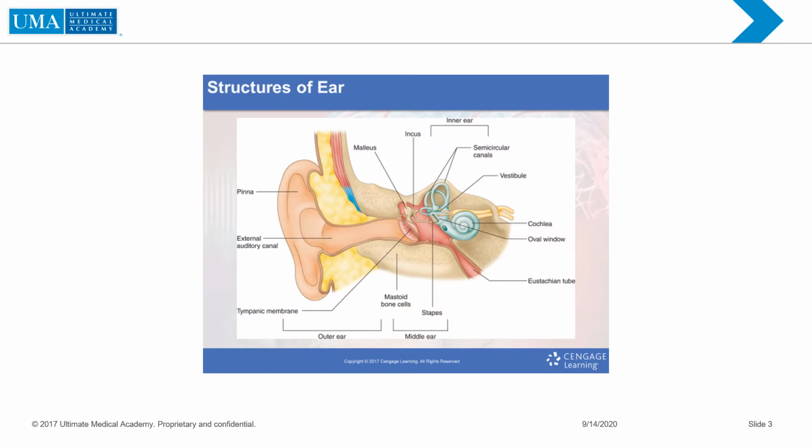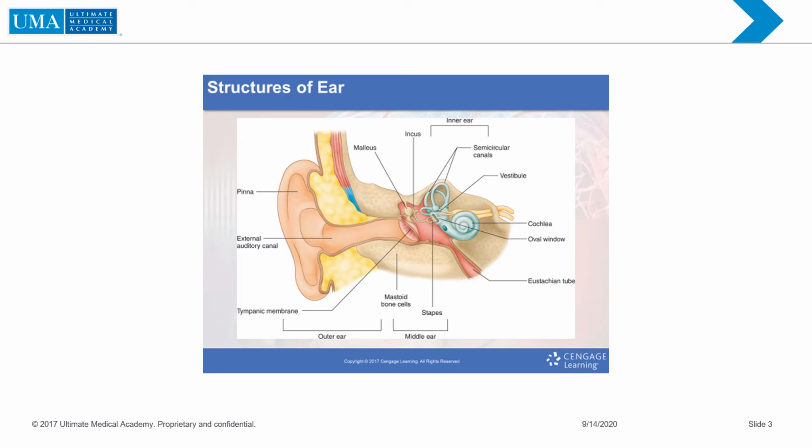Let's take a look at the structures of the ear. We can see here it's divided into three regions. We have our outer ear, the middle ear, and then the inner ear. So starting with the structures of the outer ear, we have the pinna, and this is also referred to as the auricle. And this would be the external part of the ear that we can actually touch and feel. The purpose of the pinna would be to capture sound waves and then transmit those sound waves into the external auditory canal, which you can see here in the center that extends from our external going towards the middle ear.